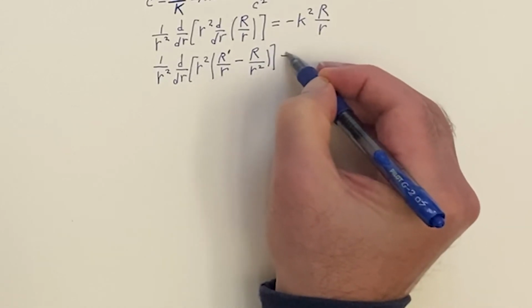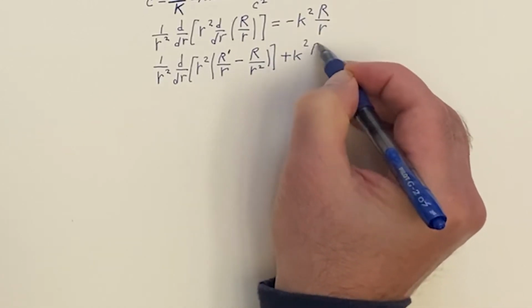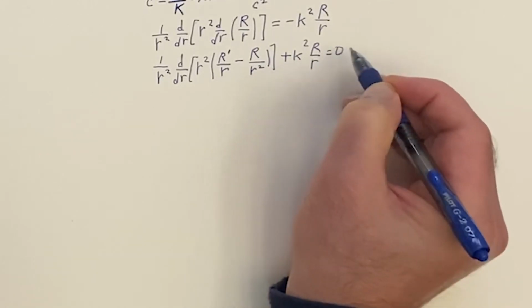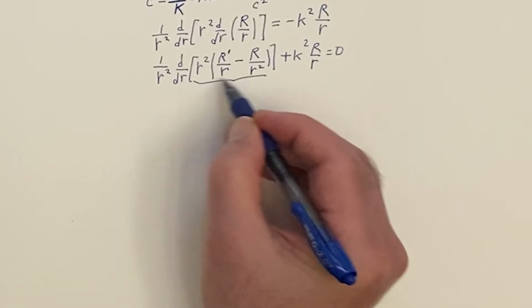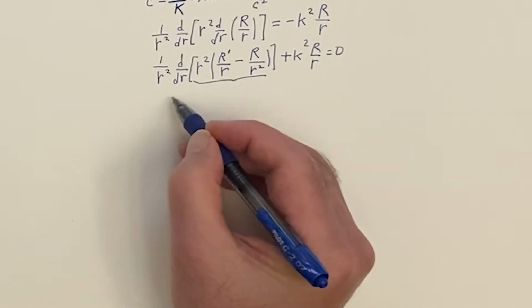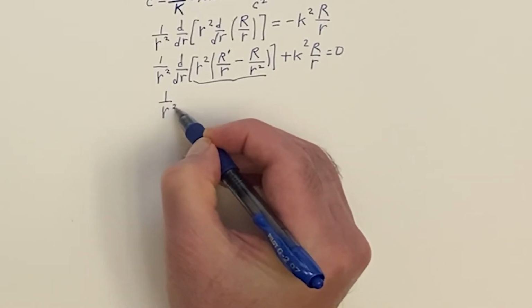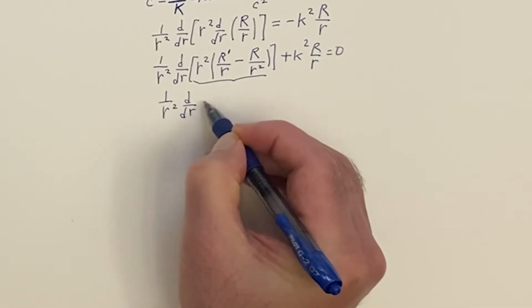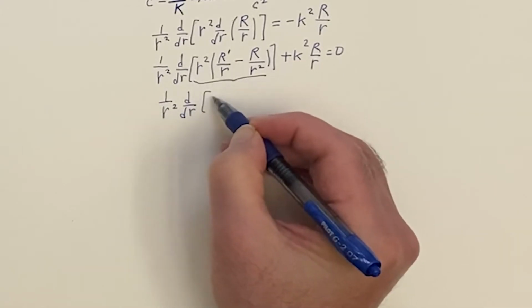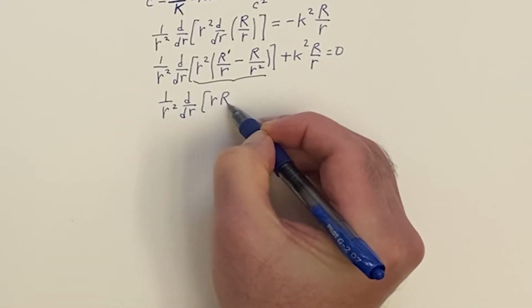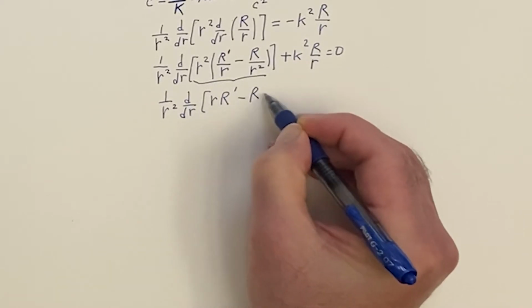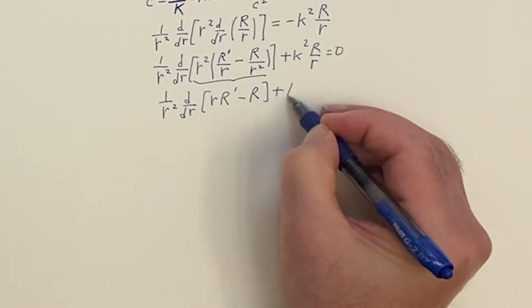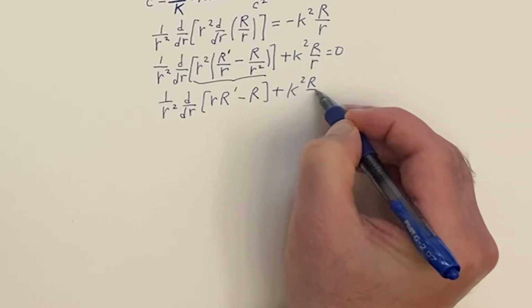And we can bring this k squared on the other side like this. Now we're going to go ahead and multiply in here. Let's go ahead and do that. This is then d/dr. This will be little r times big R prime, and then minus big R plus k squared big R over r.